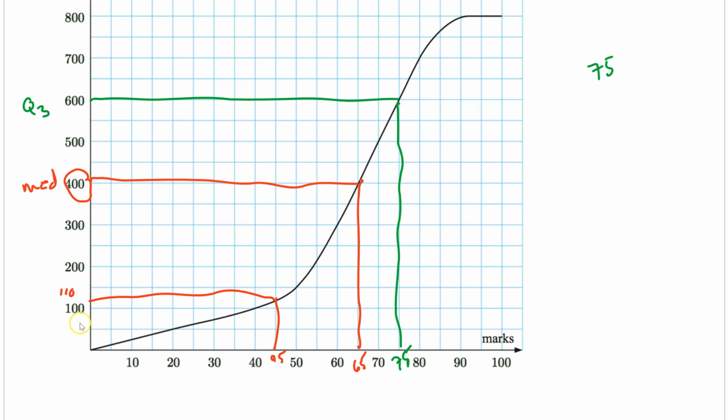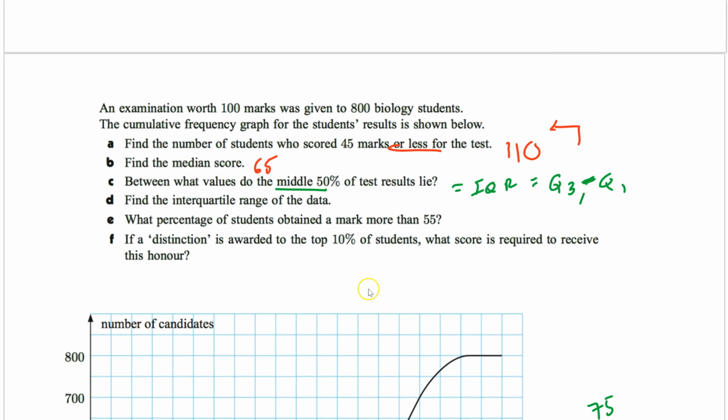Q1, right? Halfway between 400 and 0, so about 200. So Q1. Go across. And go down. Another one I got to estimate. Looks like, let's say 54. So right here where it says between what two values? About 75 and 54. Now they want the interquartile range. So now you just subtract those two. 75 minus 54, also known as 21, is our IQR.